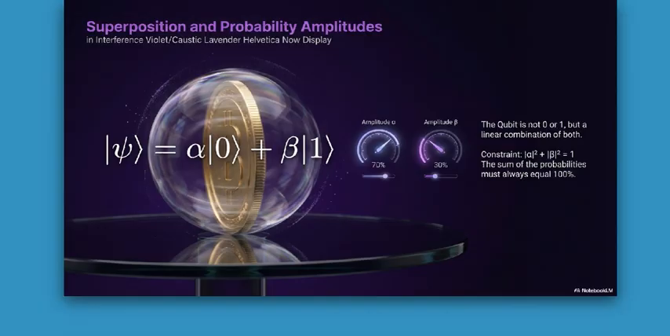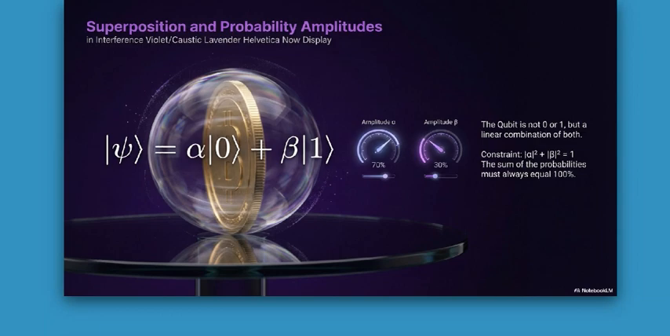Yeah. The source actually throws an equation at us here on slide 6. Ah, yes. The wave function. It involves alpha and beta. It looks a bit complicated, but effectively, what are alpha and beta doing in this musical chord analogy? Think of alpha and beta as the volume sliders on a mixing board for that specific chord. Alpha controls the volume of the 0 state, and beta controls the volume of the 1 state.